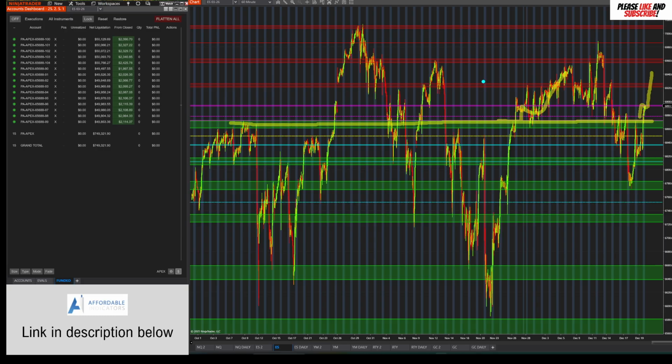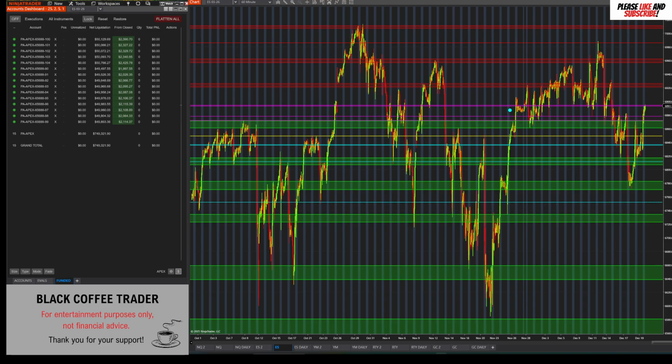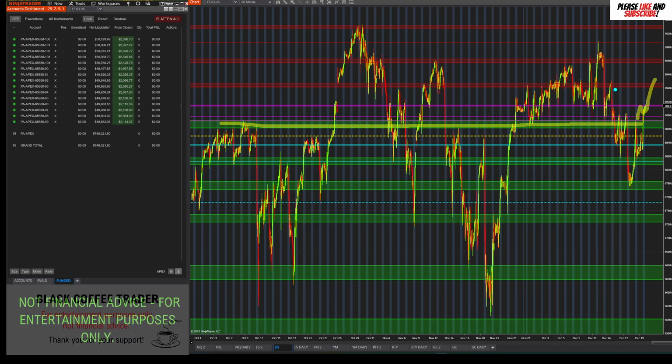Does that give us further upside? So again, think of this a little bit. This is a bigger picture thesis. We're looking at NQ. We're looking at ES here. We've broken above a major level. We're looking for further upside.